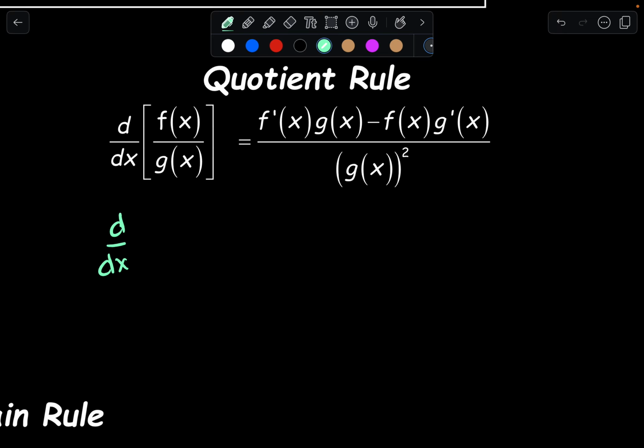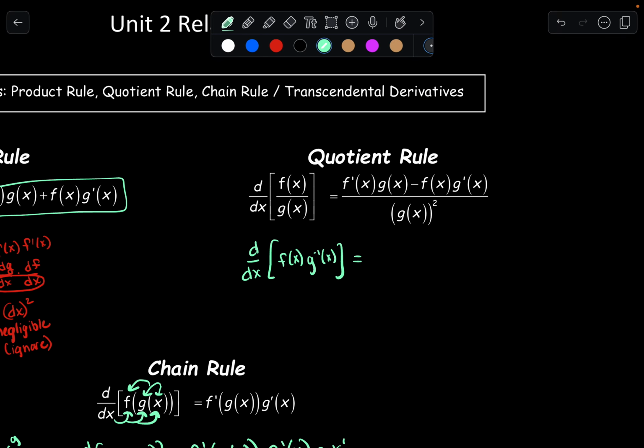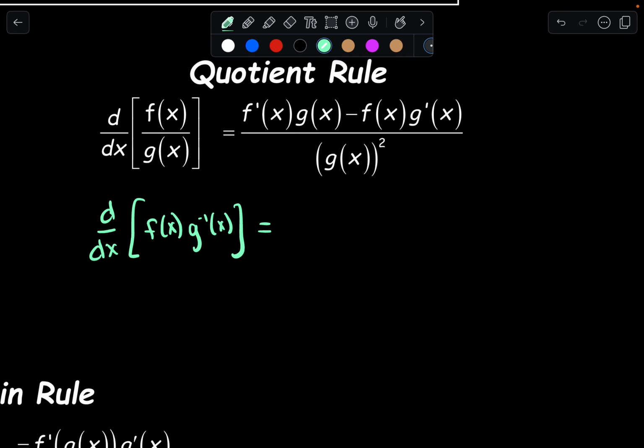So I have the derivative with respect to x for f of x times g of x to the negative 1. So that's just that exponential property. Moving forward, I'm going to rewrite f of x as f and g of x as g, all right, just to save some space, okay? So if we think back to the product rule, I'm going to take the derivative of f, so we'll have f prime, and you only take the derivative of one function at a time.